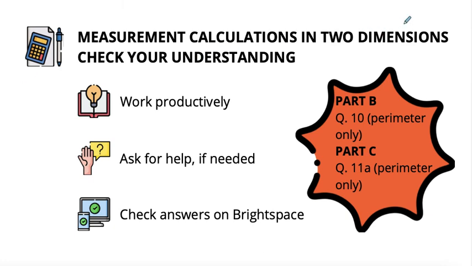All right, it's time to practice some of those questions. So part B, you're going to take a look at question 10, just the perimeter only. And then for part C, take a look at 11A, the perimeter only, and check the answers on Brightspace to make sure you're doing them correctly, and ask for help if you need to on Teams.